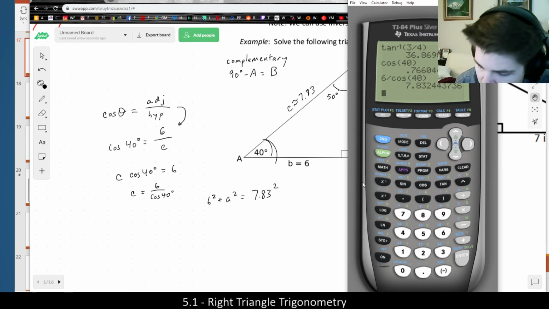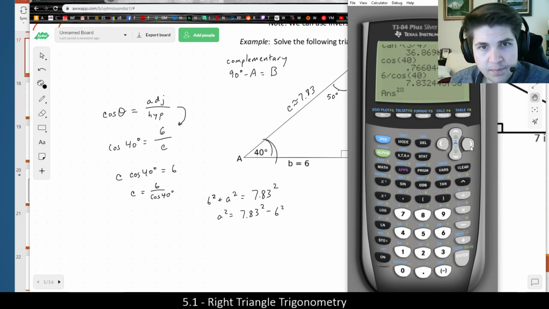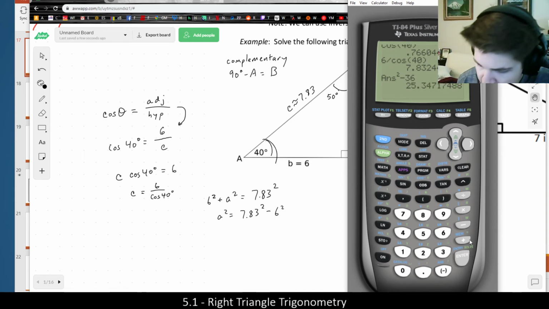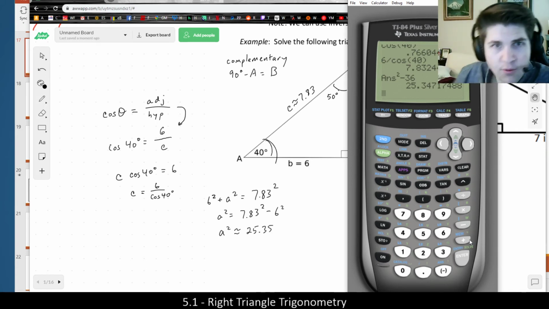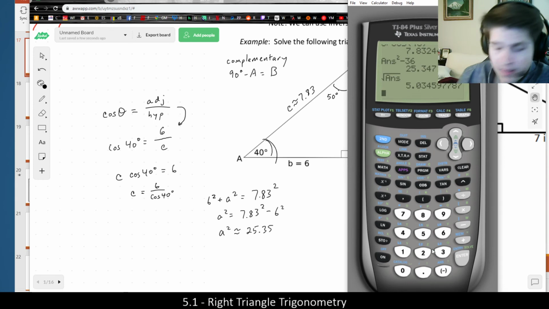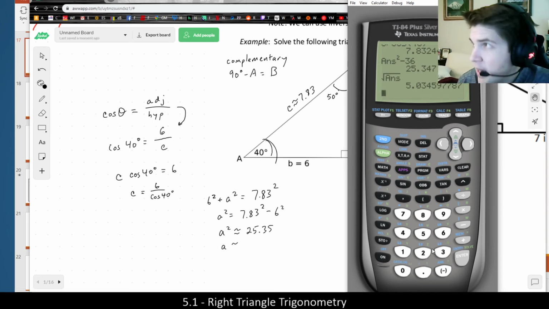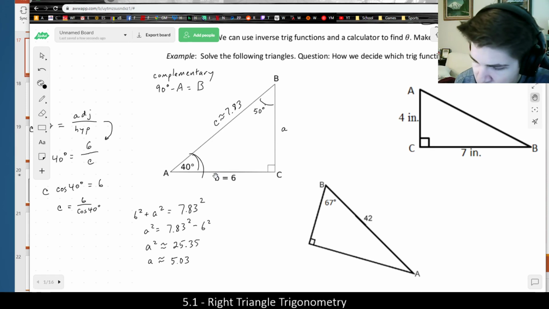But basically, that would leave me with a squared is equal to 7.83 squared minus 6 squared. Or if I just took that answer that I had previously, squared it, and subtracted 36, 6 squared, that should give me a squared is approximately 25.35. And then, of course, I could take the square root of that to solve for a. And so that would leave me with a is approximately 5.03, which again, if I was to round that a little bit more, might get a slightly less accurate result. But I tried to not round it at all when I was using my calculator.